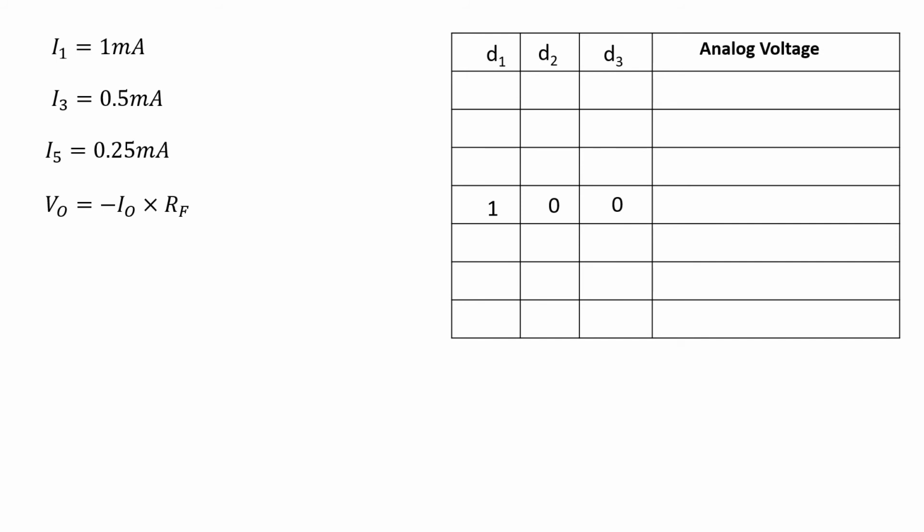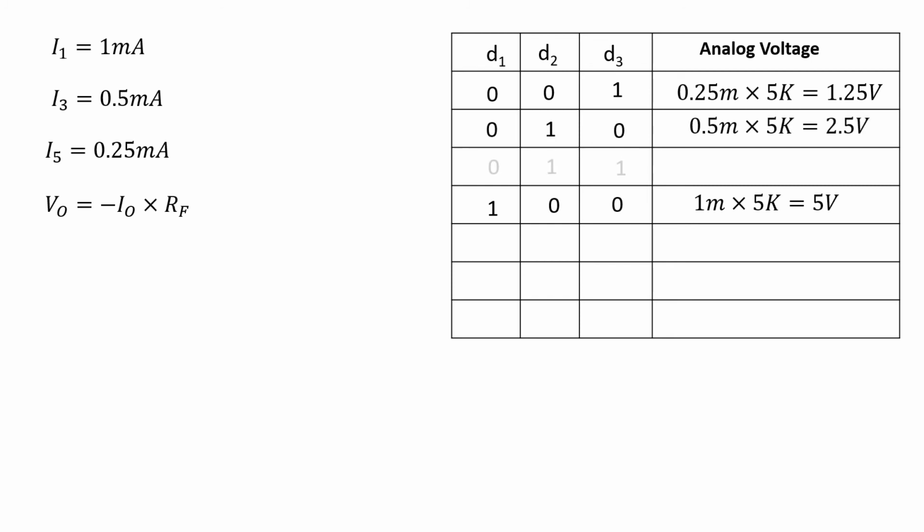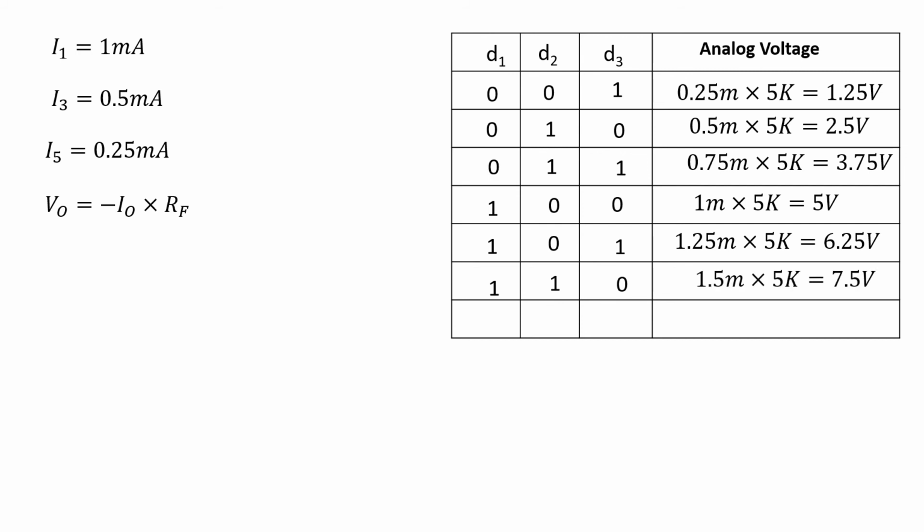Suppose we consider the example of 100, which means there is no current I3 and I5 in the circuit. So it will be equal to 1 milli into 5k, which is equal to 5 volts, since RF is taken as 5k and I1 is 1 milli. Similarly, for 001 it will be 1.25 volts. For 010, 2.5 volts. For 011 it will be 3.75. For 101 it is 6.25, for 110 it is 7.5, and for 111 it is 8.5 volts.